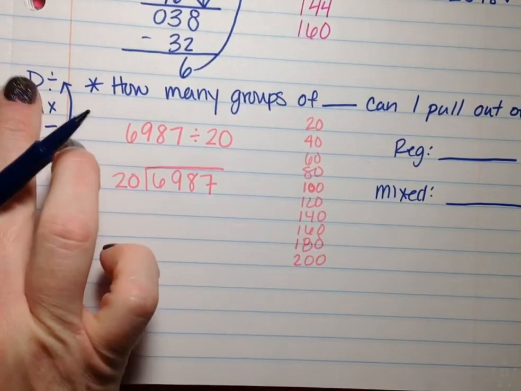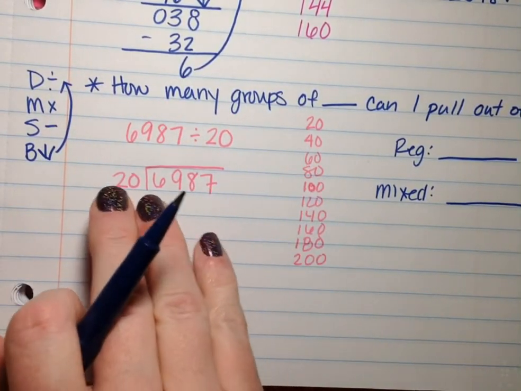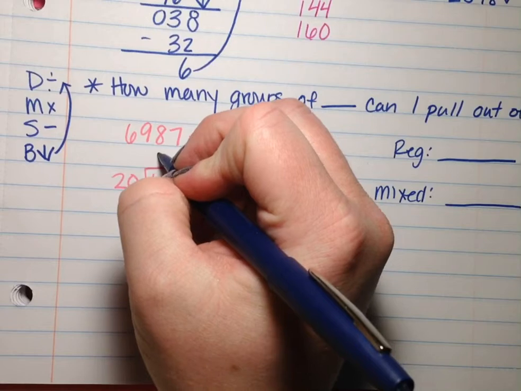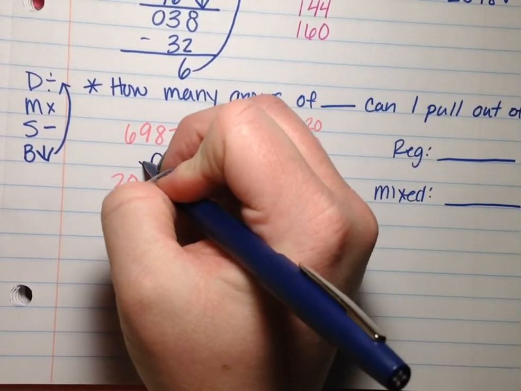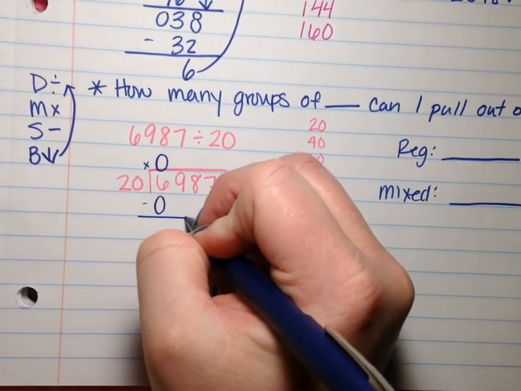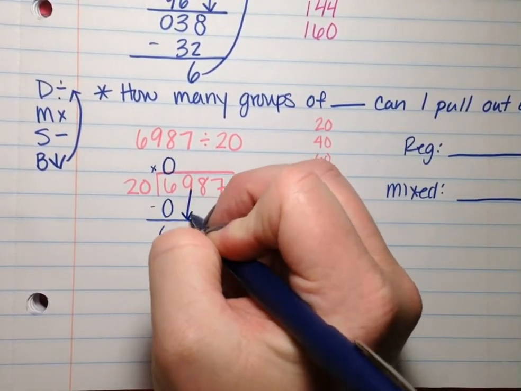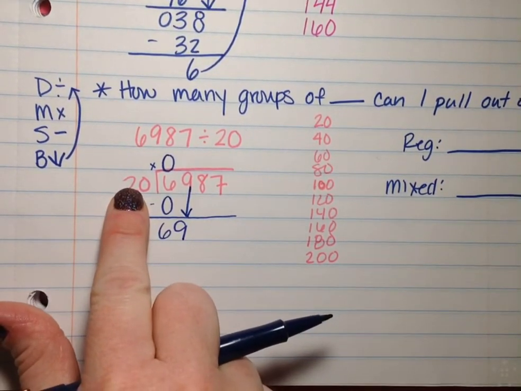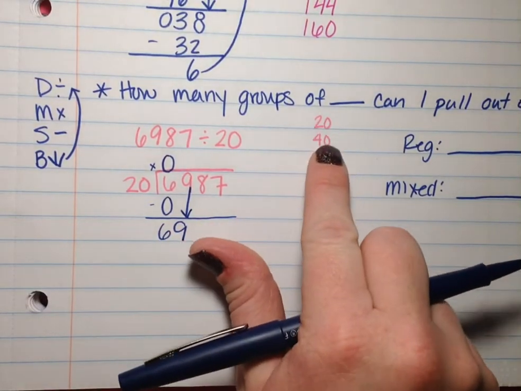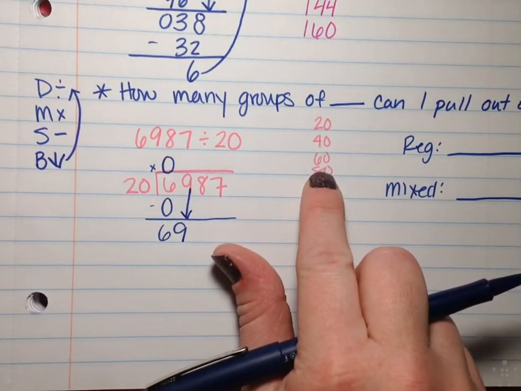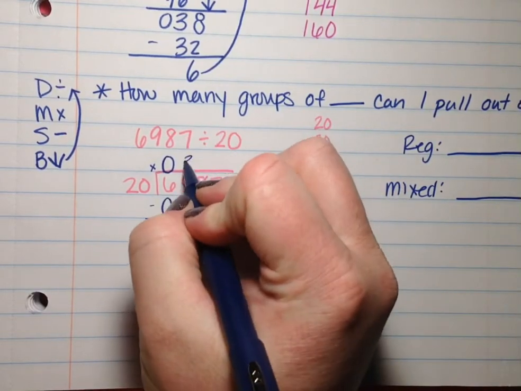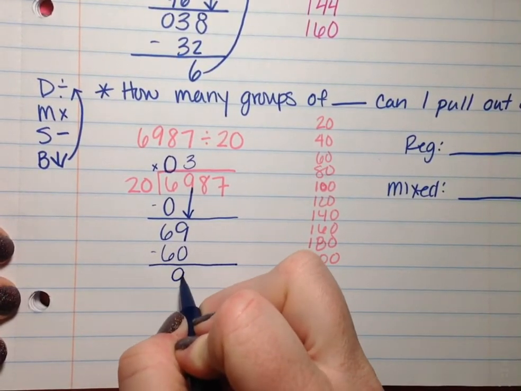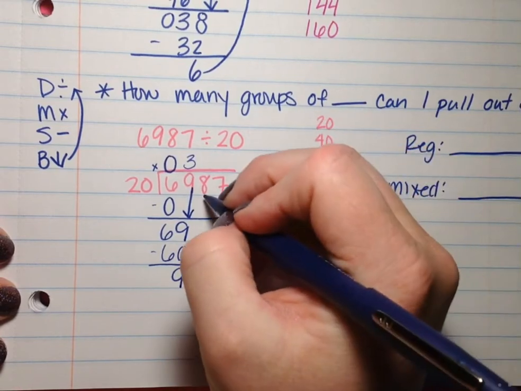Okay, let's start with our divide step and ask ourselves the question. How many groups of 20 can I pull out of 6? I know you're all saying 0 to me right now, so I'm going to throw a 0 up. I'm going to multiply, subtract, bring down the 9. Okay, how many groups of 20 can I pull out of 69? I'm going to go to my multiples here. 80 is too much. I'm going to jump back. 1, 2, 3. 60. Subtract, I get 9. Then I'm going to bring down the 8.